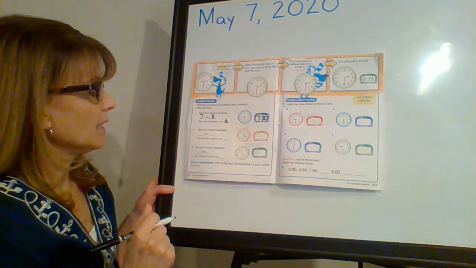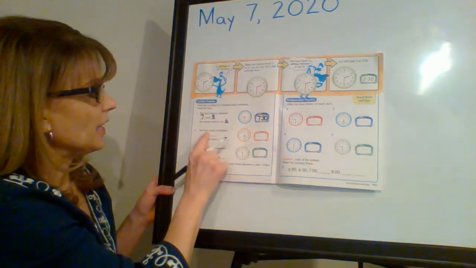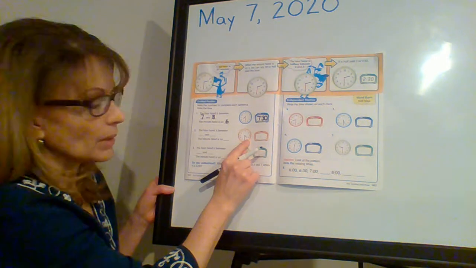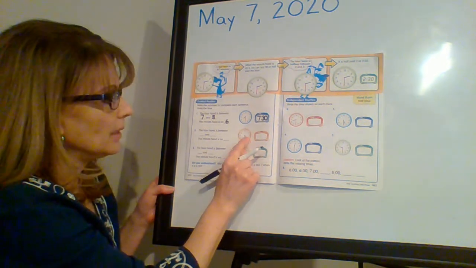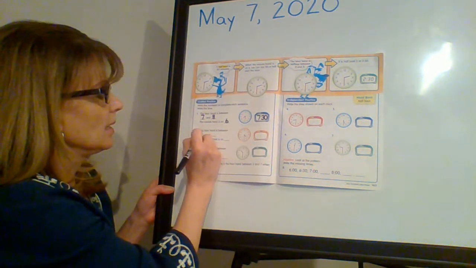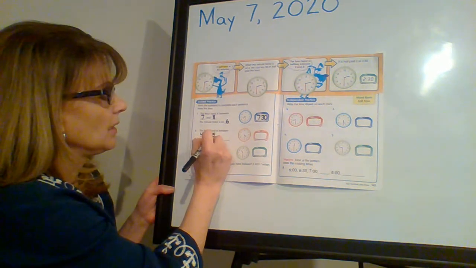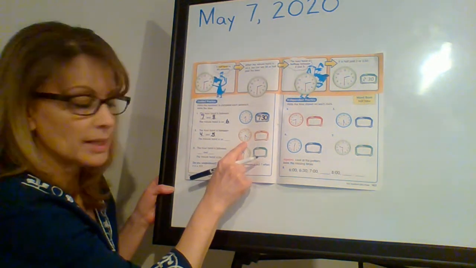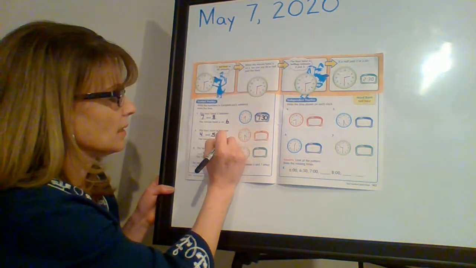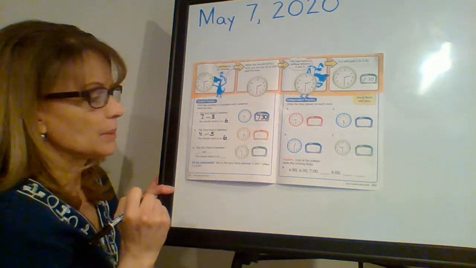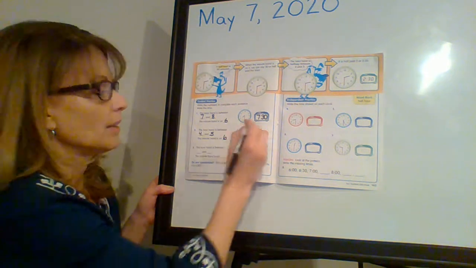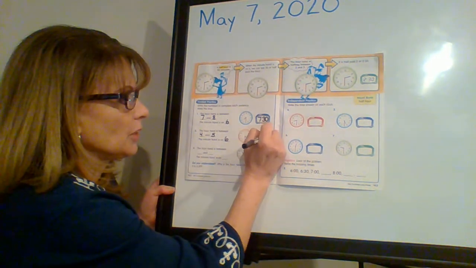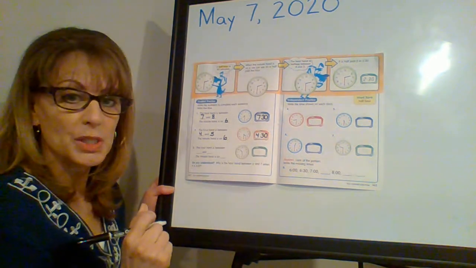Okay. Number 2. The hour hand, that's the blue hand, is between 4 and 5. And the minute hand, that's the red one, is right on the 6. So what time is that? Very good. 4:30. Make sure those numbers are the same size.